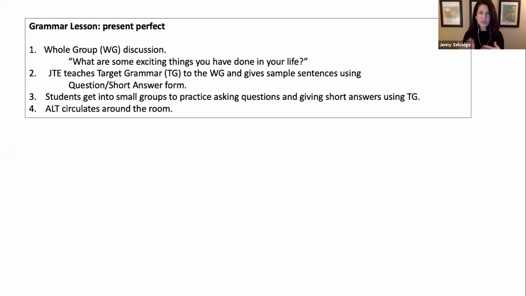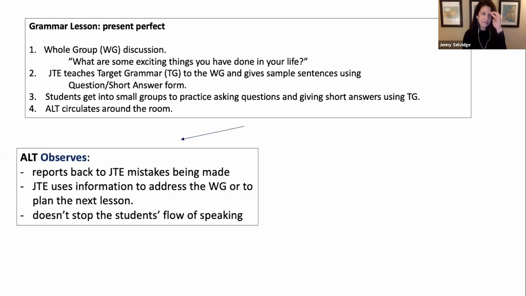Then we want to do some application activities. So the students get into small groups to practice asking questions and giving short answers using that target grammar, present perfect structure. And the ALT circulates around the room. So a couple of different options. The ALT observes. They look and see what's going on, how the students are doing.